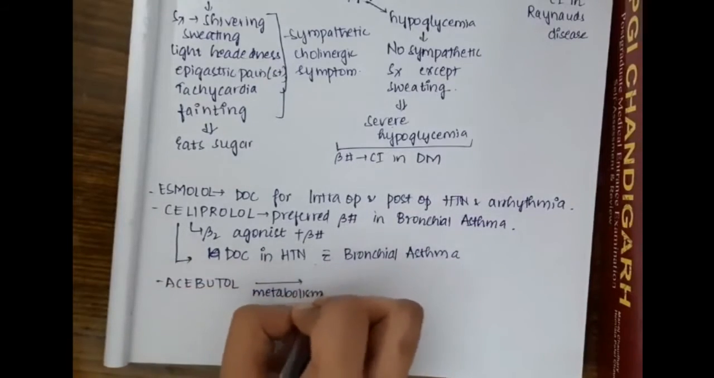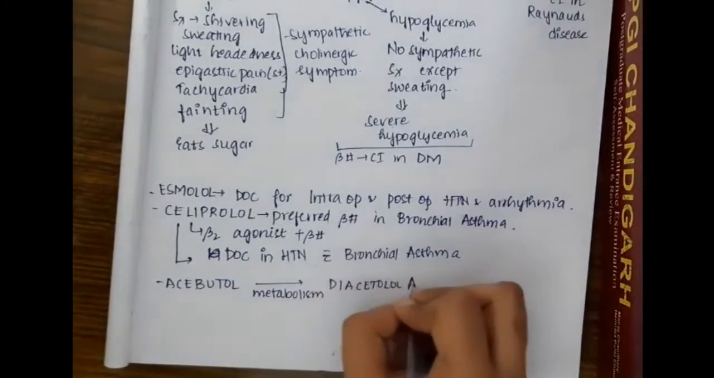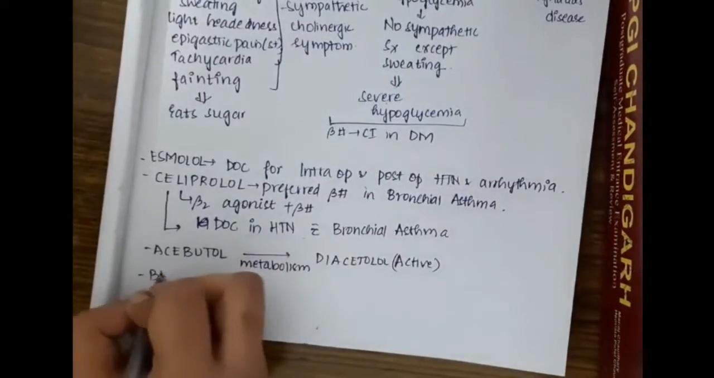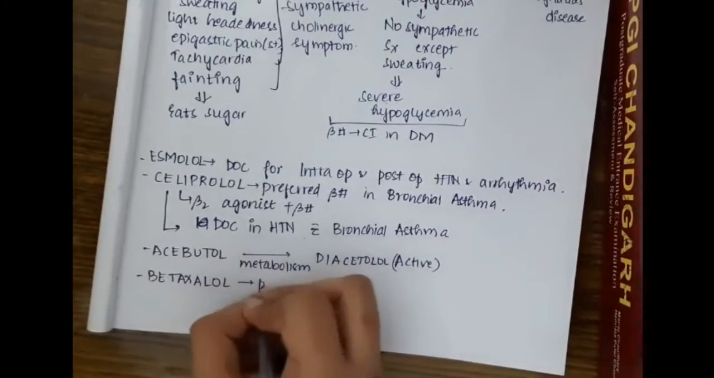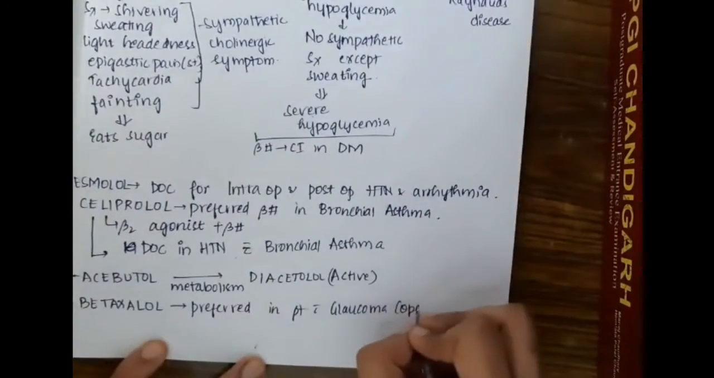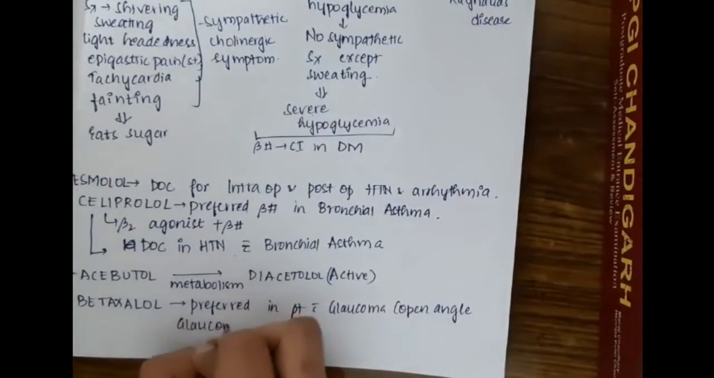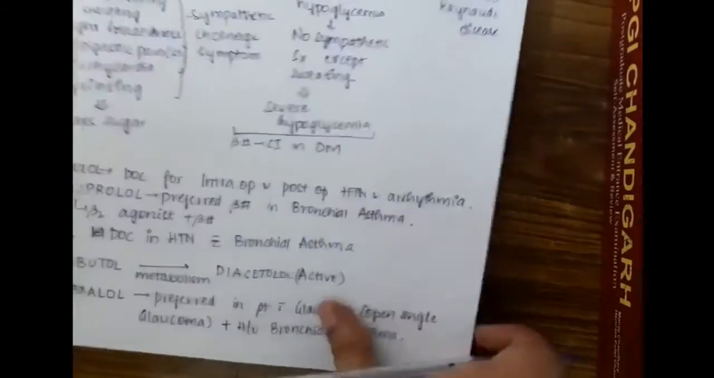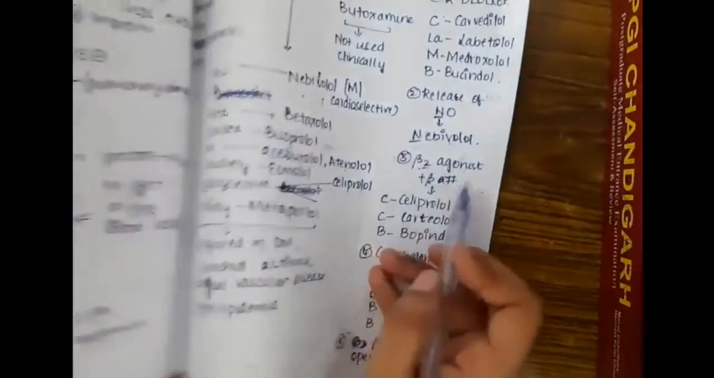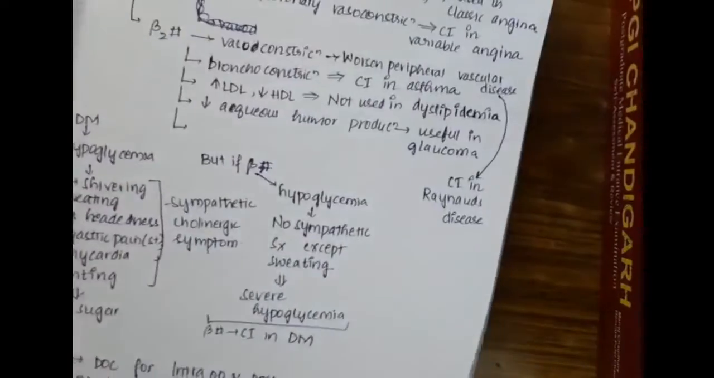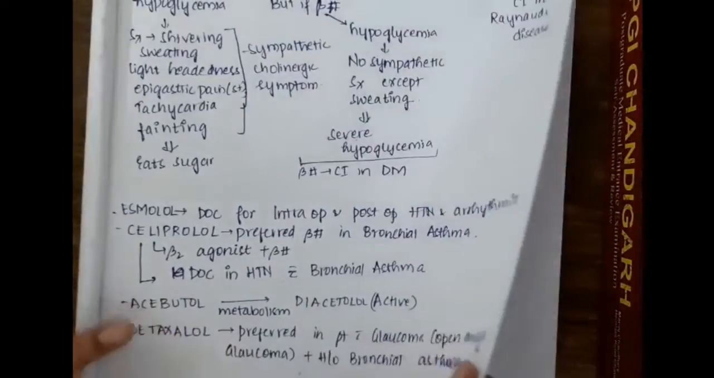The next drug is acebutolol. Acebutolol on metabolism forms diacetolol. This diacetolol is an active compound. Then the drug betaxolol is preferred in patients with open angle glaucoma. It is preferred in patients with open angle glaucoma and a history of bronchial asthma. That is betaxolol. It can also be used in bronchial asthma.